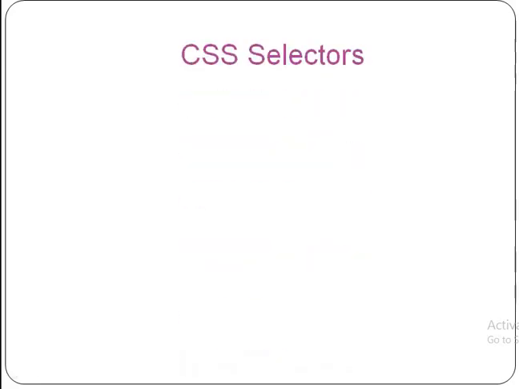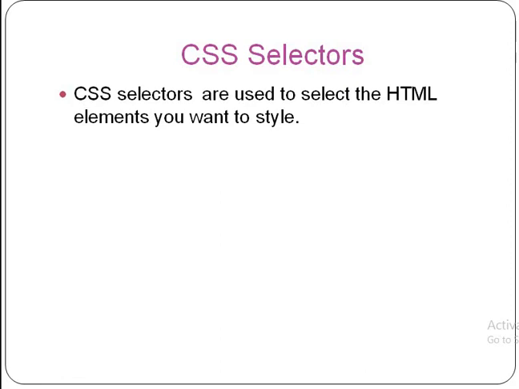In this lecture, let's learn about CSS selectors. CSS selectors are used to select the HTML elements that you want to style. If a particular styling is to be provided to any element in the HTML document, then different types of CSS selectors can be used.